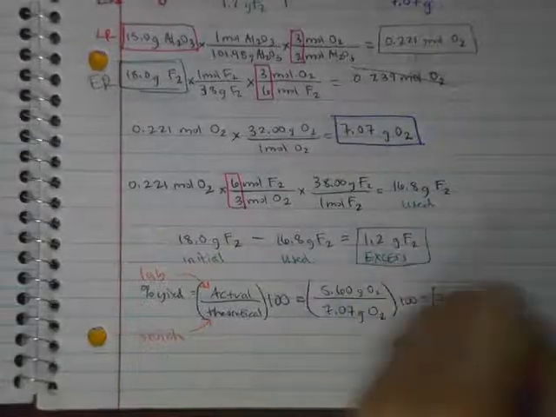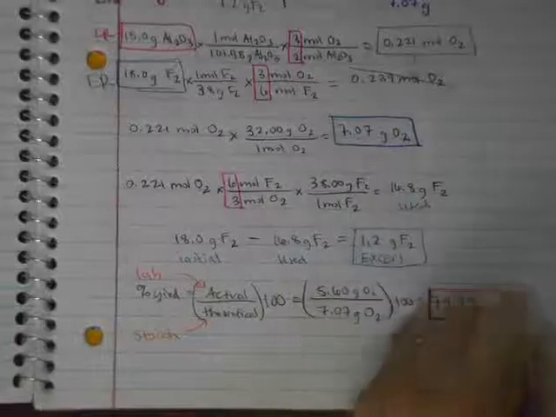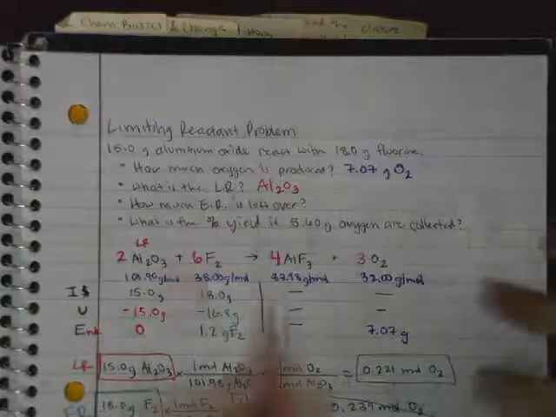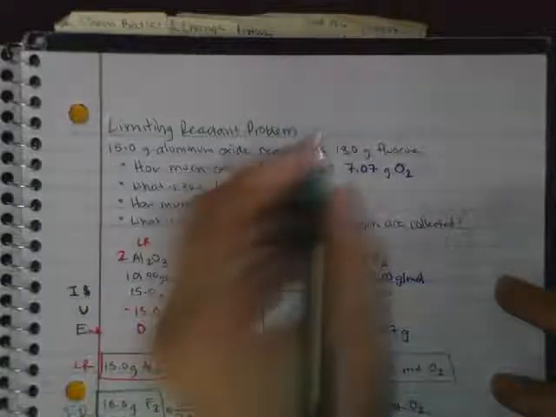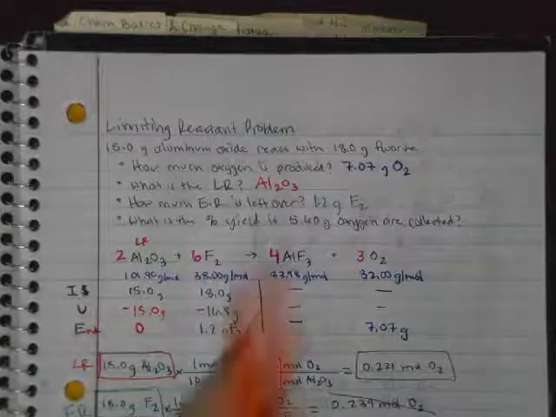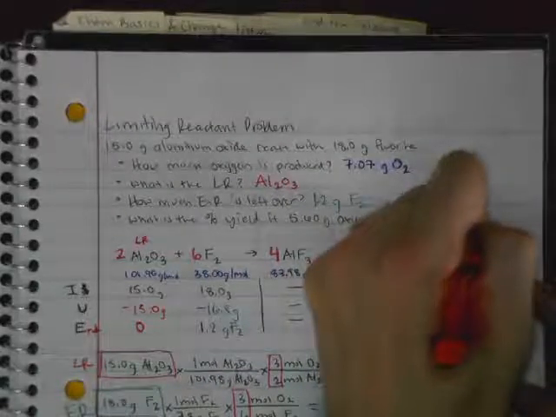Usually, we want that to be over 90. So if I were doing this in the lab, I'd go back and figure out a different way to collect my oxygen. Okay, so how much excess reactant is left over? I answered that already. 1.2 grams left over. And what is the percent yield of the reaction? If 5.6 grams of oxygen actually collected, 79.2%.